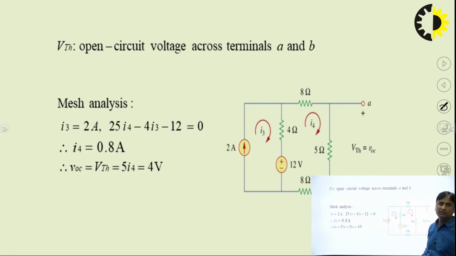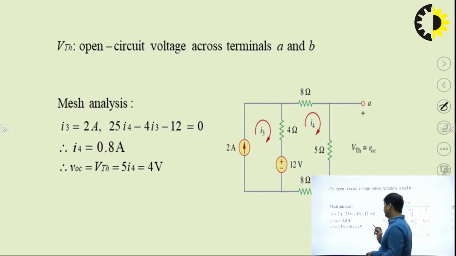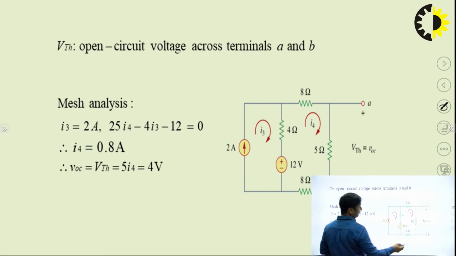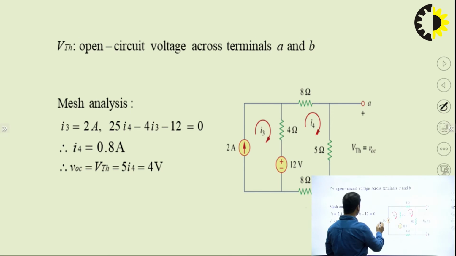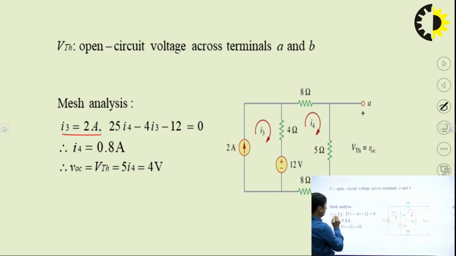Next, the VTH. VTH is the open circuit voltage across these terminals A and B. So when we find the VTH, you will see that the VTH is the voltage across the points A and B. To find the voltage VAB, we have to find the value of this current. Suppose it is I3, and this is I4. Now you can find this I3 from this mesh, I3 will be equal to this ampere. So I3 is equal to 2 ampere.